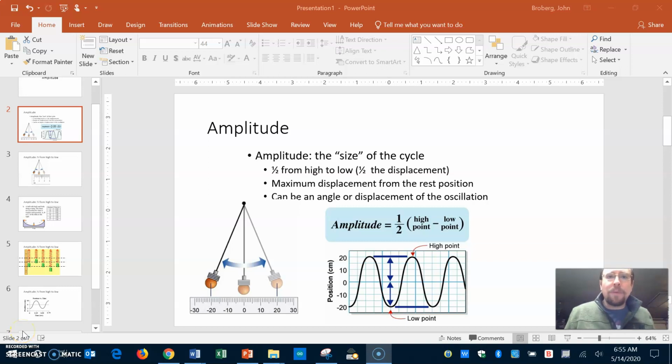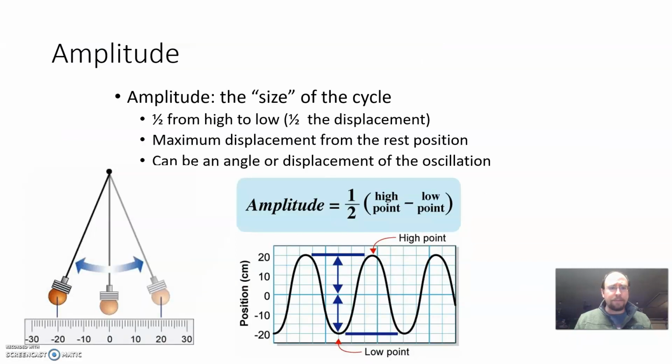Hey, physics peeps. We're going to talk about amplitude and how we find it out. You're going to be looking at a lot of different information, and you need to be able to pick out what the amplitude is for a wave or an oscillation based off of the information that you're given. We're going to look at a few different examples of that, and we're going to look at this first.